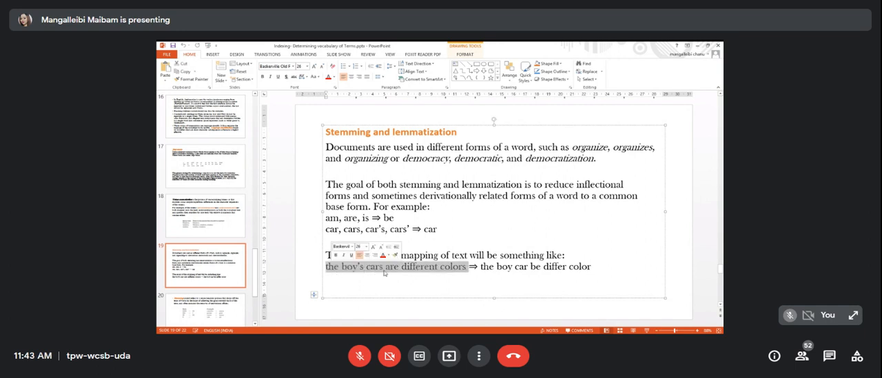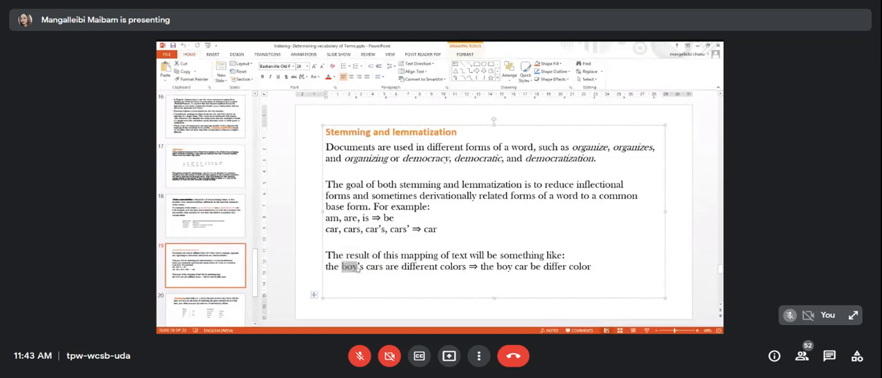The boys' cars are different colors. What we have done here is, the sentence remains the same. When we perform normalization, or stemming and lemmatization, in this particular statement the apostrophe will be removed and we will convert the token to boy.